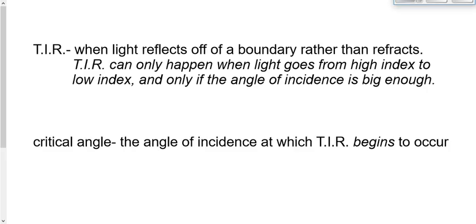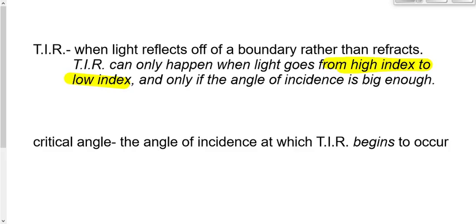This is just a summary of what we've just said, right? Total internal reflection, or sometimes we abbreviate it TIR, is when light reflects off of a boundary rather than refracting. And it can only happen, this is really, really important, when you go from a high index of refraction to a low index of refraction. And of course, only if the angle of incidence is big enough.